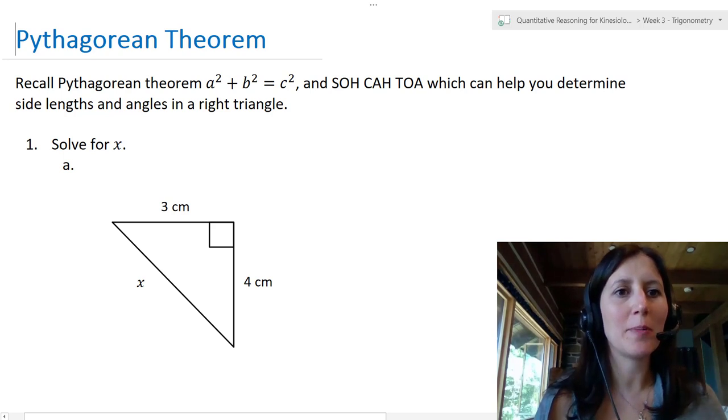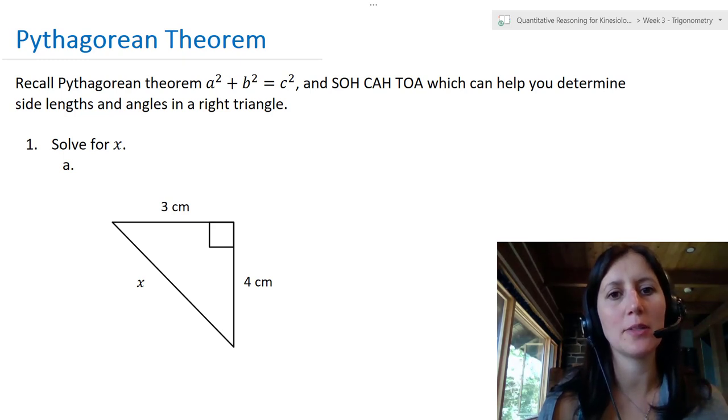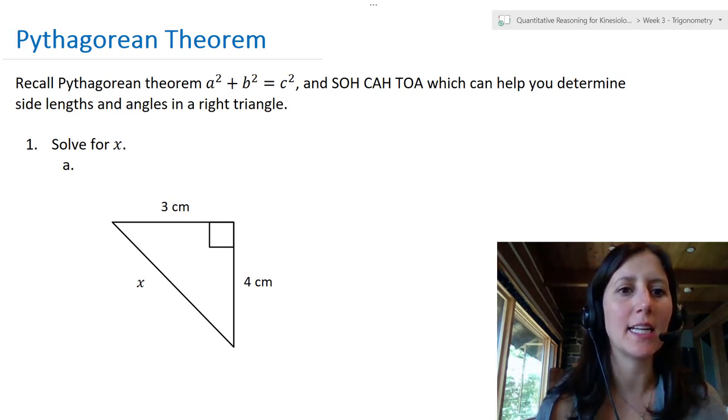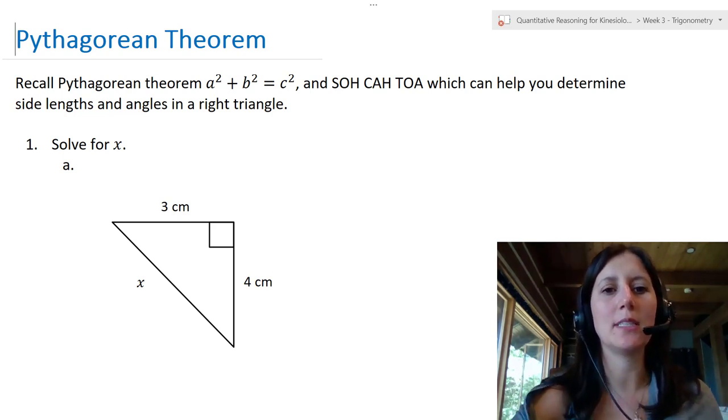So first, let's begin with Pythagorean Theorem. Recall that Pythagorean Theorem, the formula is a squared plus b squared equals c squared. And there's also Sohcahtoa. Both of these can help you determine the side lengths and angles in a right triangle. So we're going to start with Pythagorean Theorem, which is a squared plus b squared equals c squared.